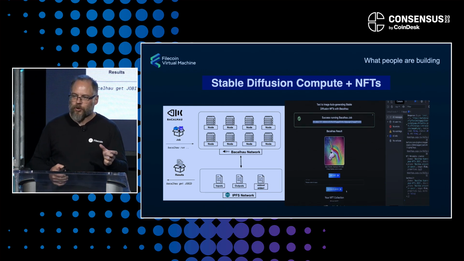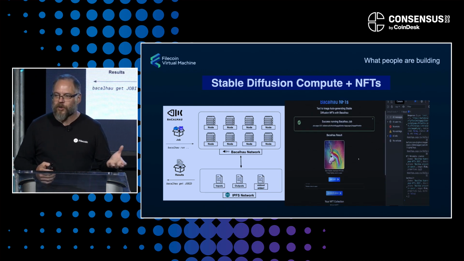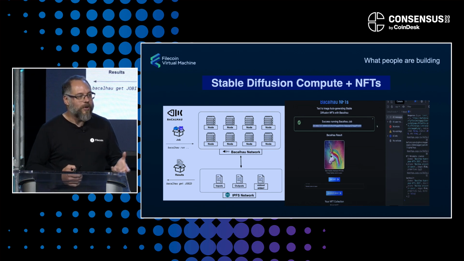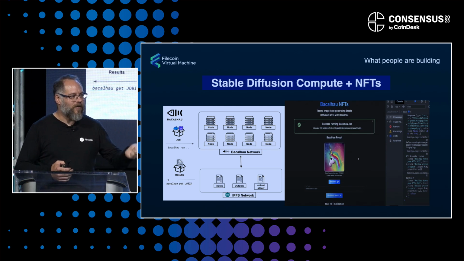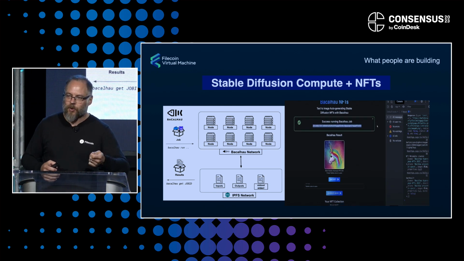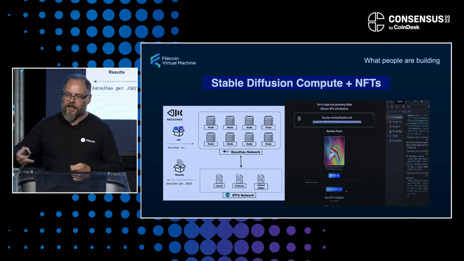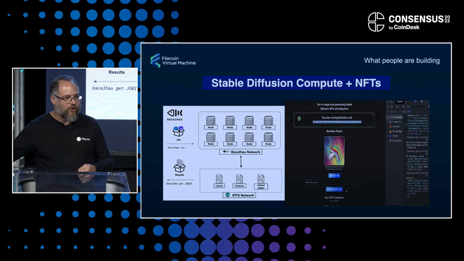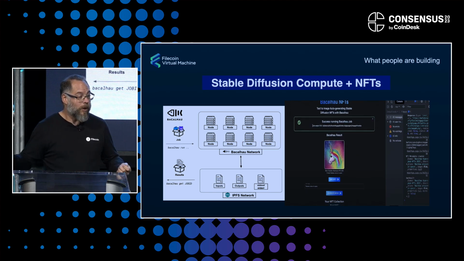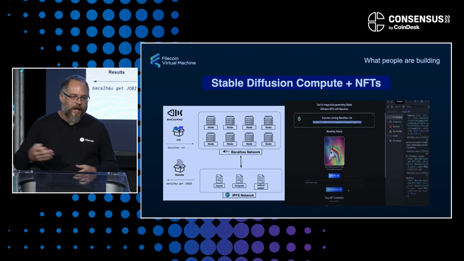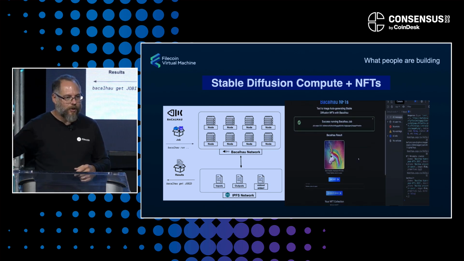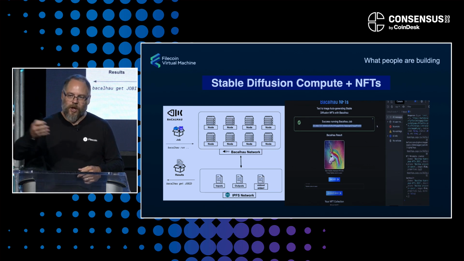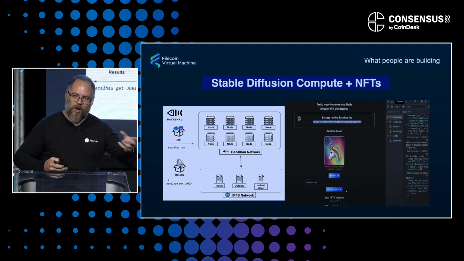So you can have a smart contract. In this example, they're using the Stable Diffusion AI model that generates an image from a text prompt. You can have a smart contract on FEM emit a text prompt that is then picked up by Bacalhau, that then runs it on a decentralized compute network to run that compute job, and comes back with an image. That image might be stored, say, on IPFS, which returns the IPFS CID back to the smart contract.